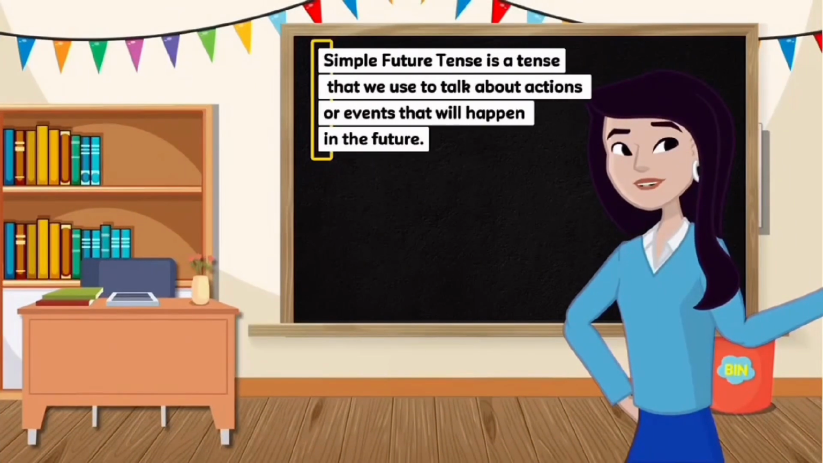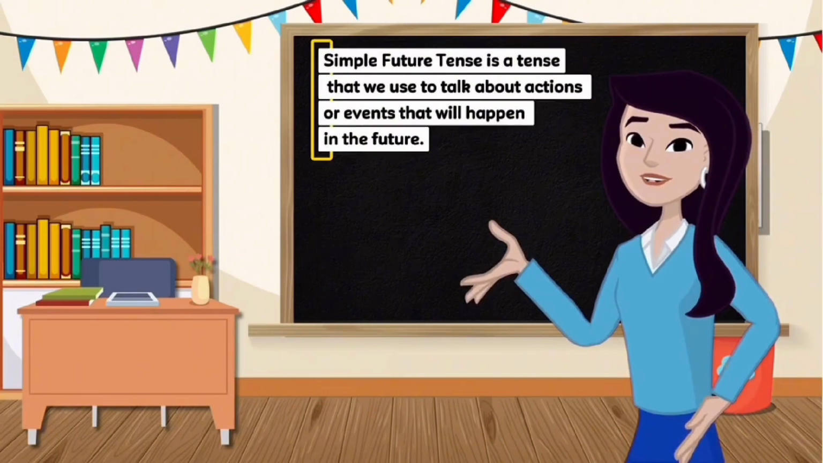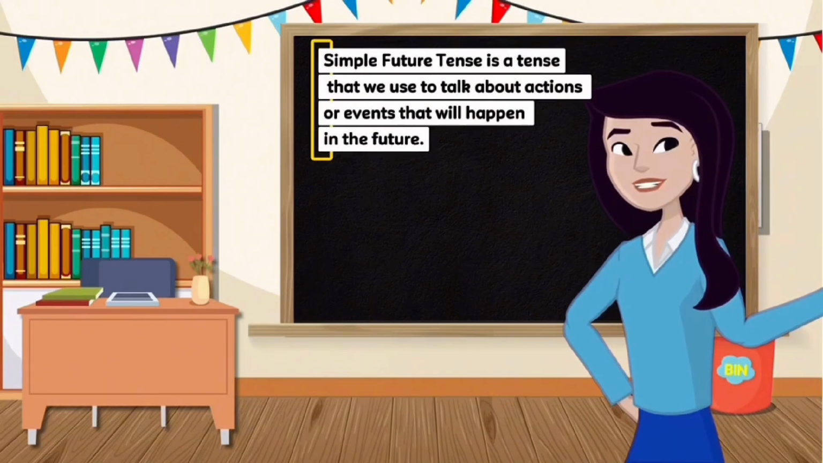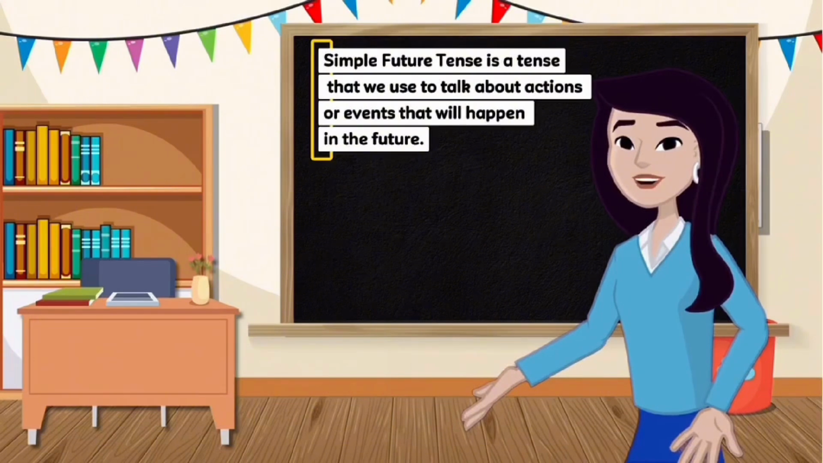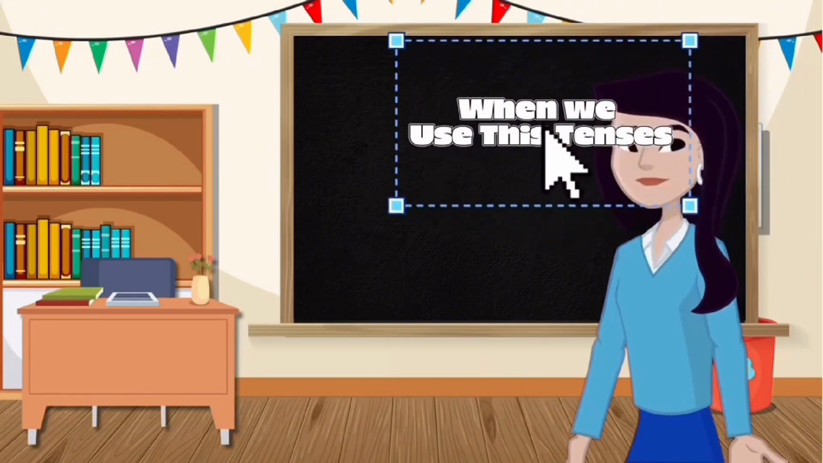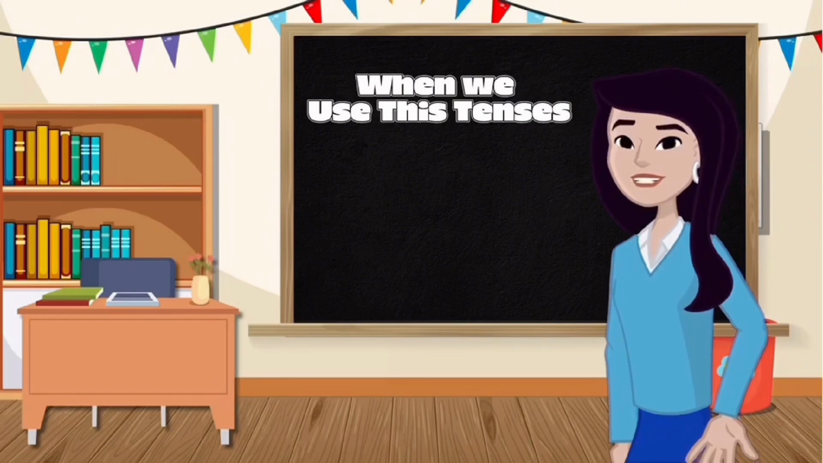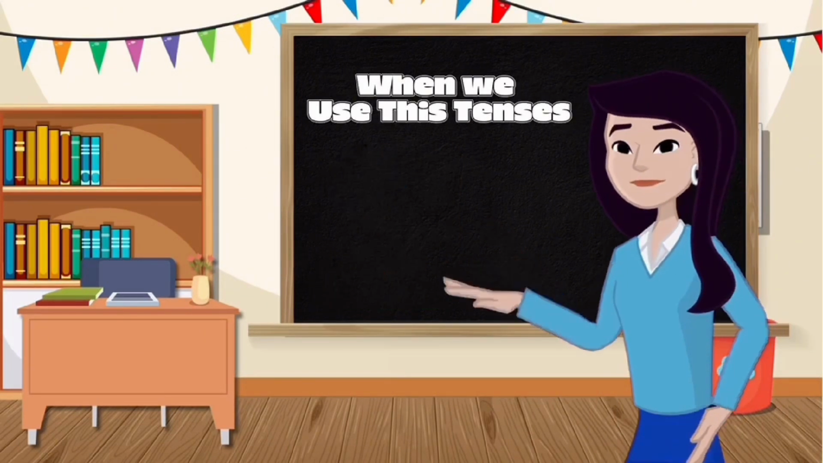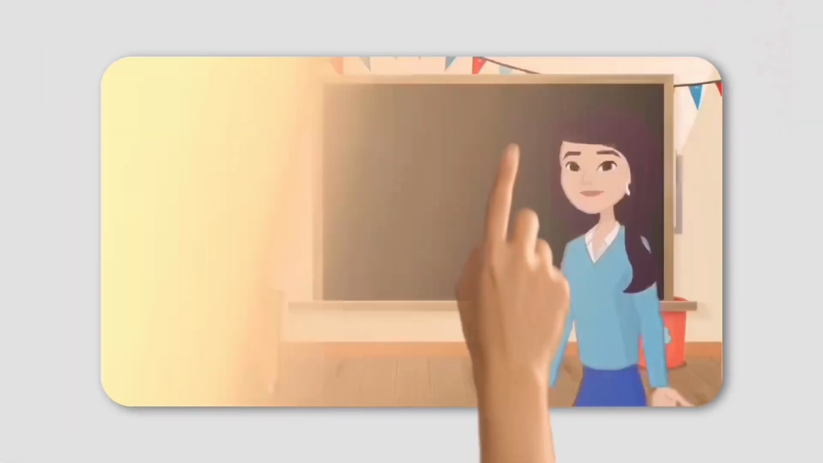Okay, the simple future tense is a tense that we use to talk about something that will happen in the future. It means the action has not happened yet, but it will happen later. We also use this tense to talk about our plans, predictions, promises, or decisions about the future.